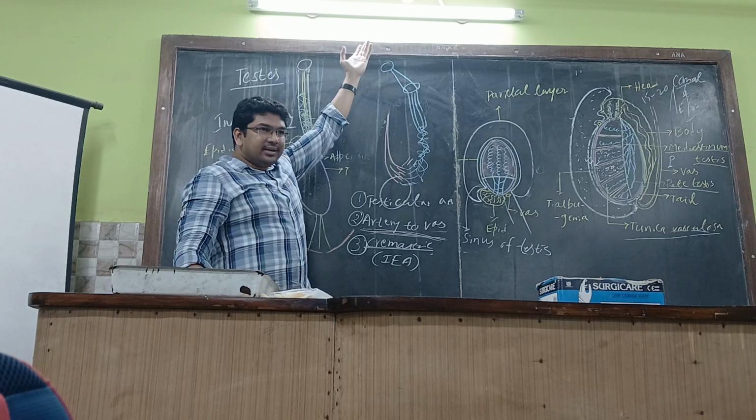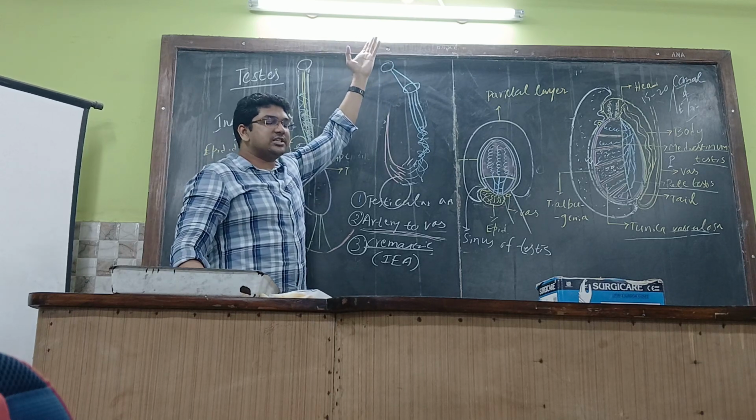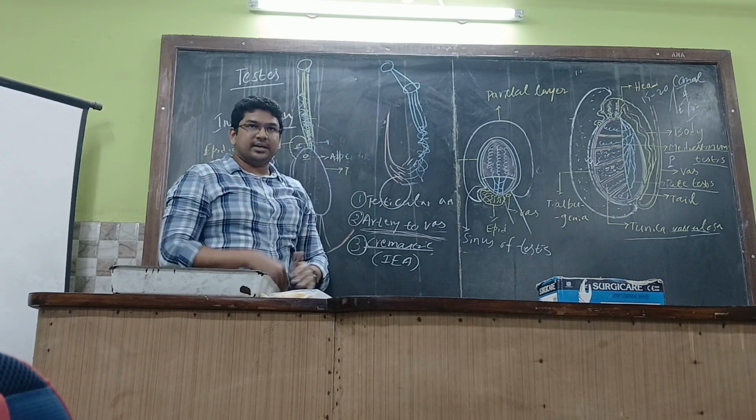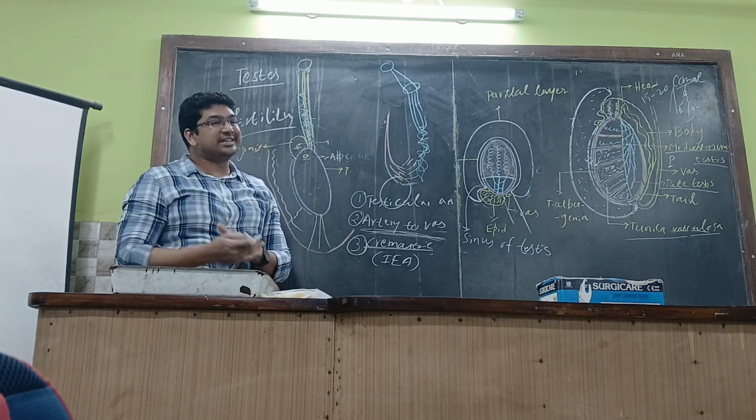Beyond the deep ring, deep to the fascia transversalis, which structure is present? Peritoneum. Extraperitoneal fat over here. Extraperitoneal tissue will be present over here.